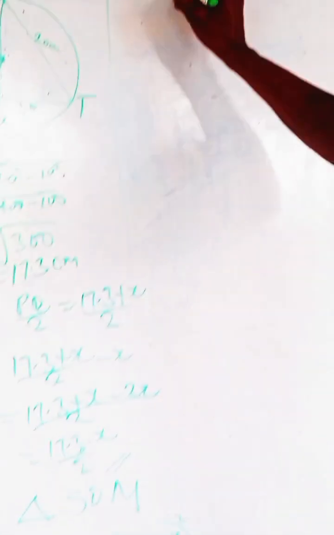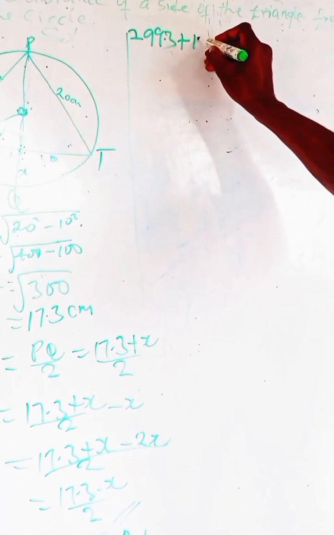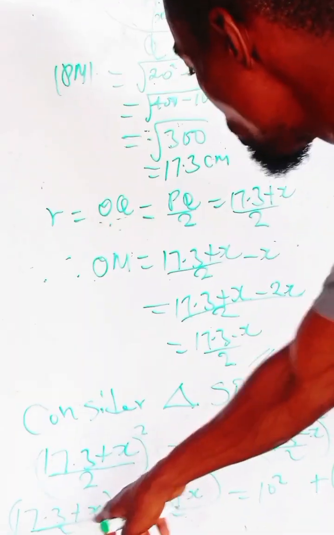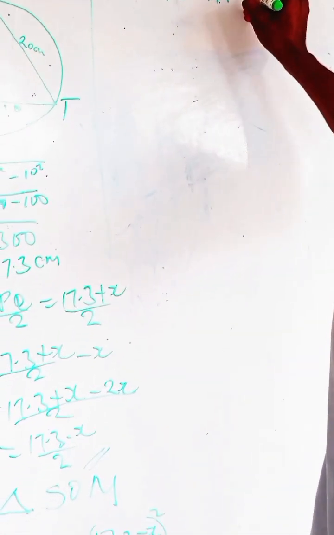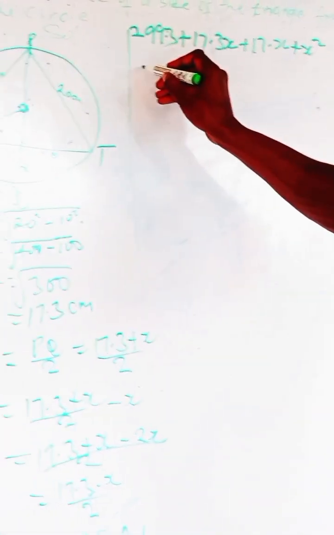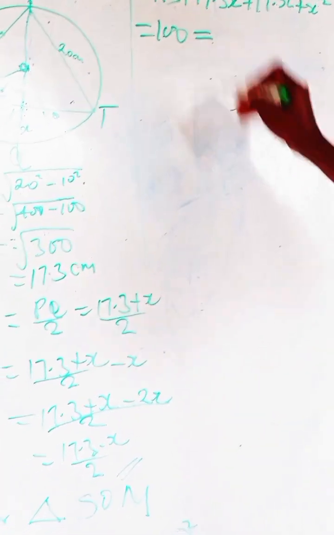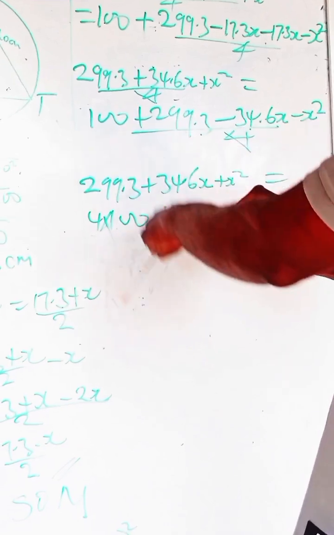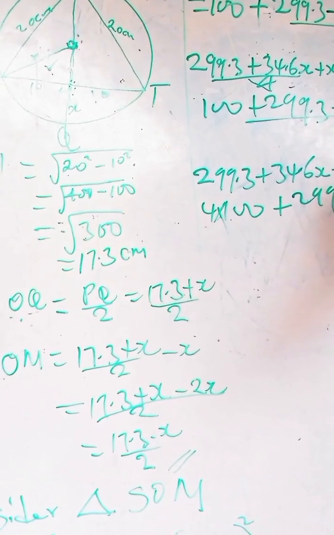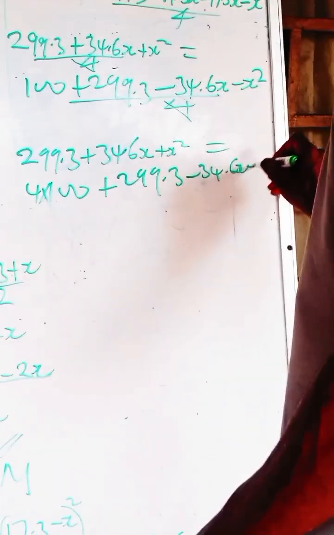We multiply 17.3 by x, and we'll have plus 17.3x. Using this to multiply by this, we'll have another plus 17.3x. Another, we multiply x by x, then we'll have plus x squared. The whole of this will be equal to the square of 10, which is 100, is equal to 17.3 times 17.3, 299.3, minus 34.6x, then minus x squared.